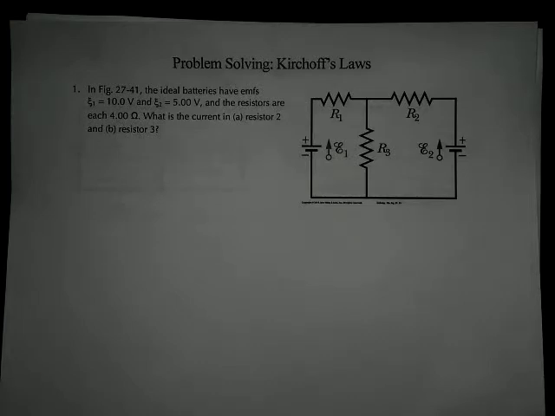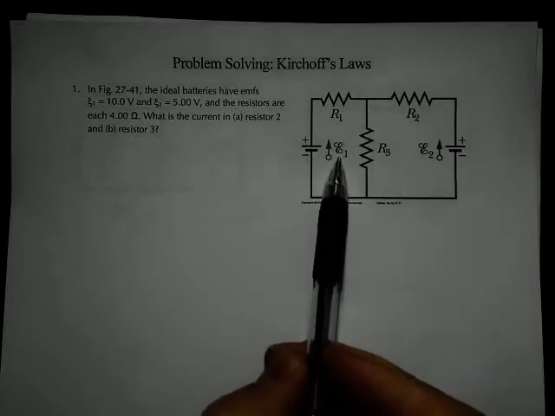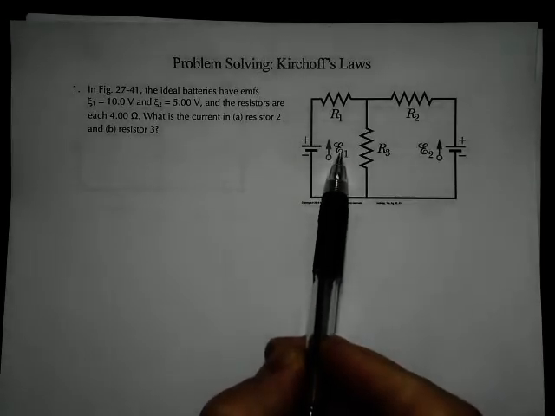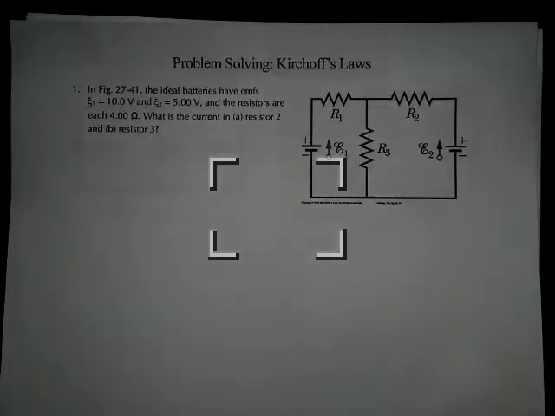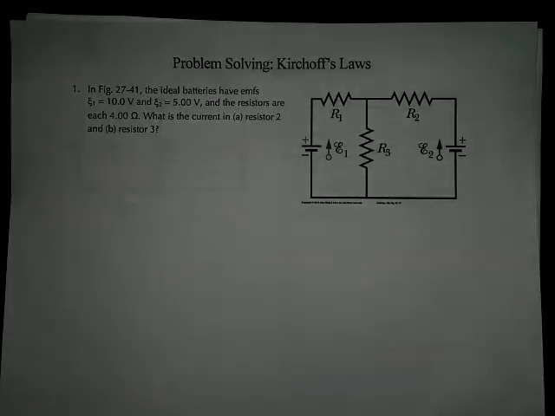So the first problem says, in the figure, the ideal batteries have EMFs of 10 volts and 5 volts. Now, EMF is an odd notation here. It gets that little script E. It has units of volts, but what we use it for in the context of circuits is to cue you in to the fact that you can treat these as ideal batteries.